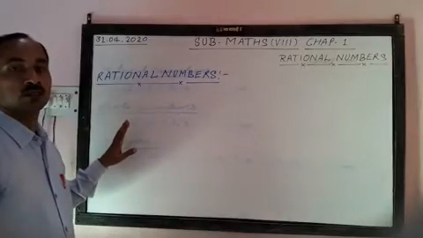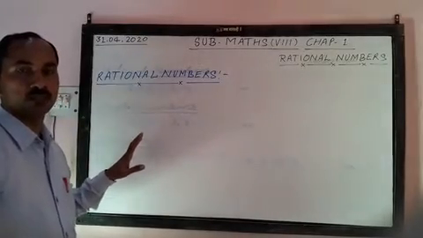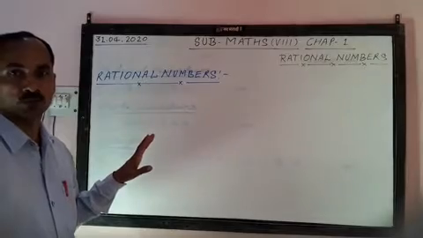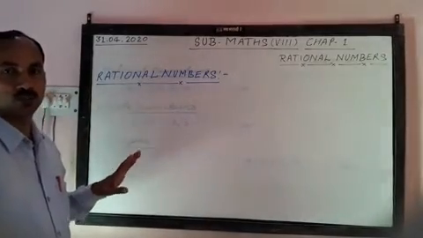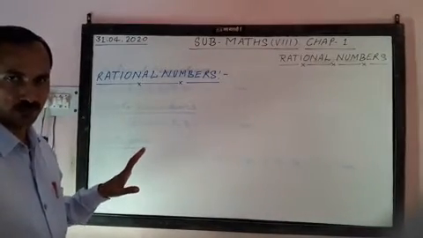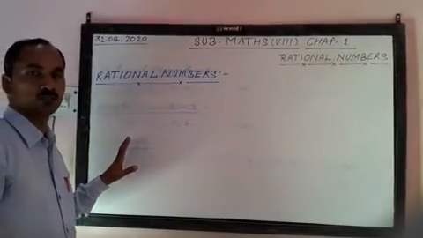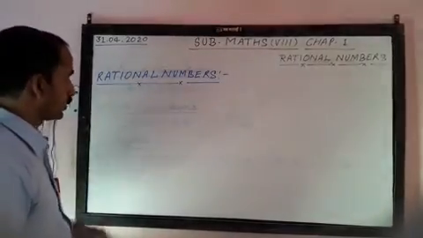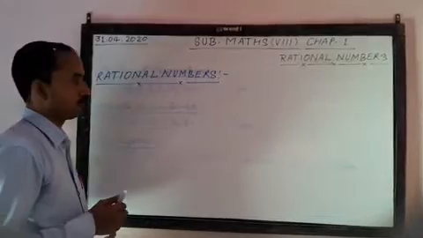A rational number is a number which can be represented in the form of P upon Q, where P and Q are integers, but Q is not equal to 0. So note down please the definition of the rational number.